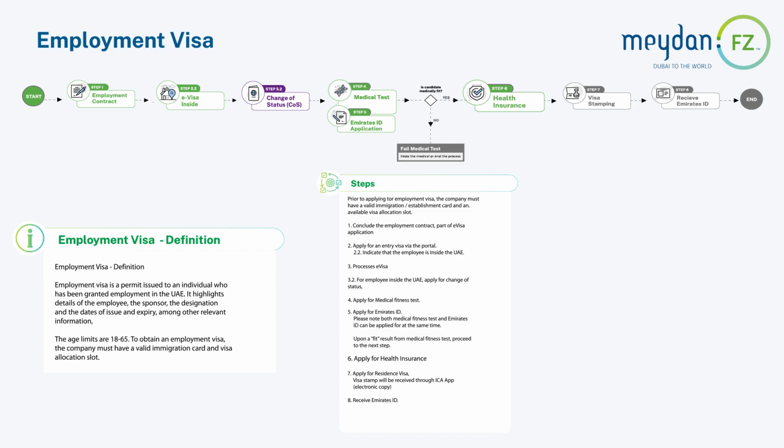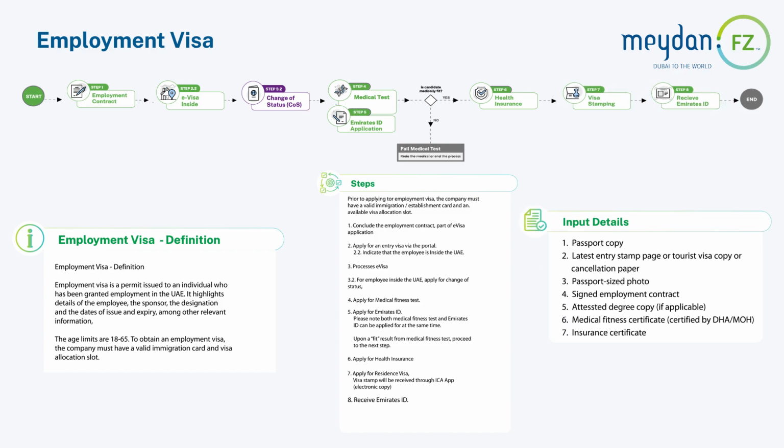Apply for health insurance. Apply for residence visa. Visa stamp will be received through ICA app. Electronic copy. Receive your Emirates ID. The following are the input detail.